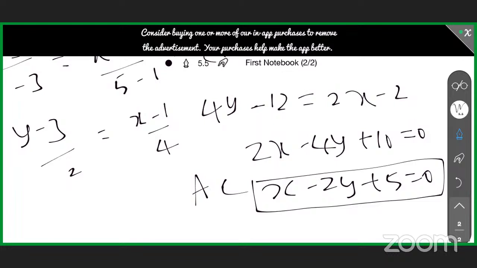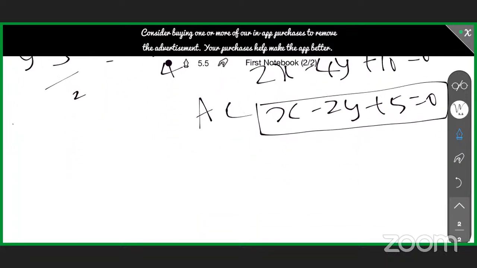Now they're telling that A and C are opposite vertices. Therefore, what I'll do is take the midpoint of AC as O. The midpoint of AC will be 3, 2.